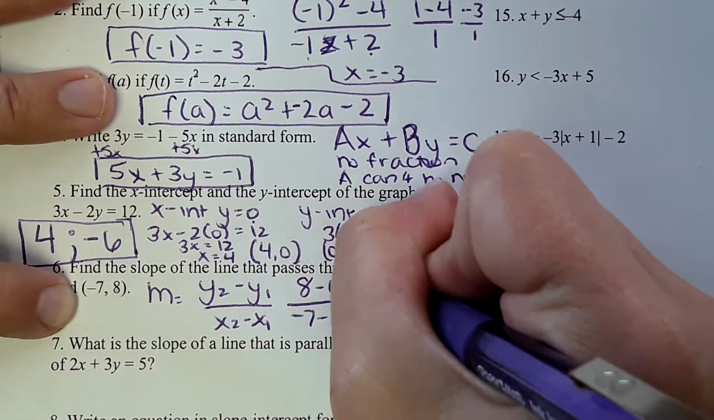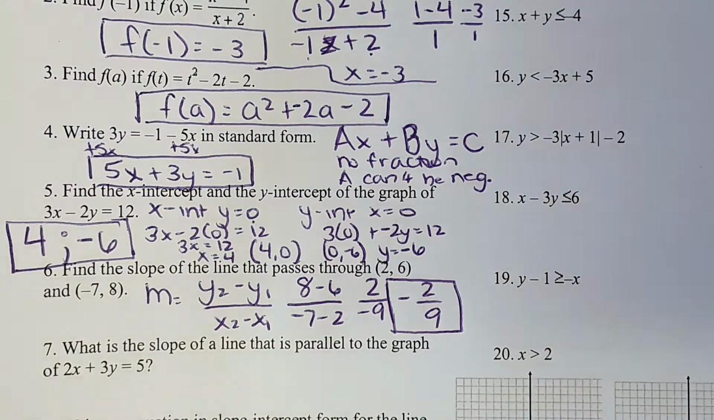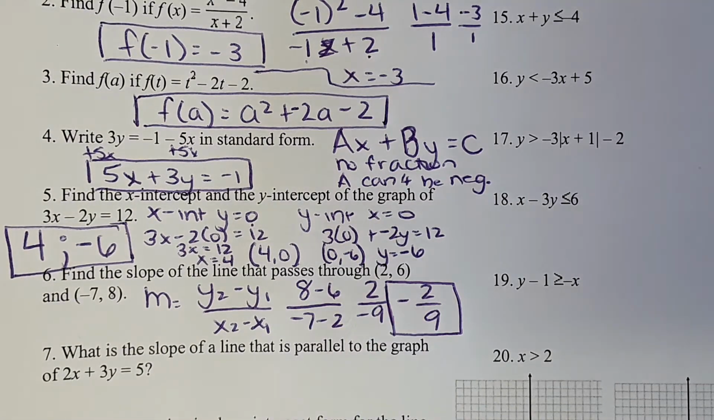And you're done. Would it have been wrong? Because I have 2 over -9. Is that wrong? Well, the answer choice will say -2/9. Okay.